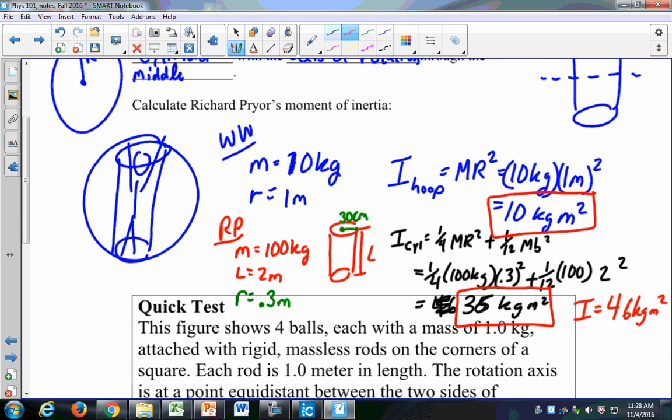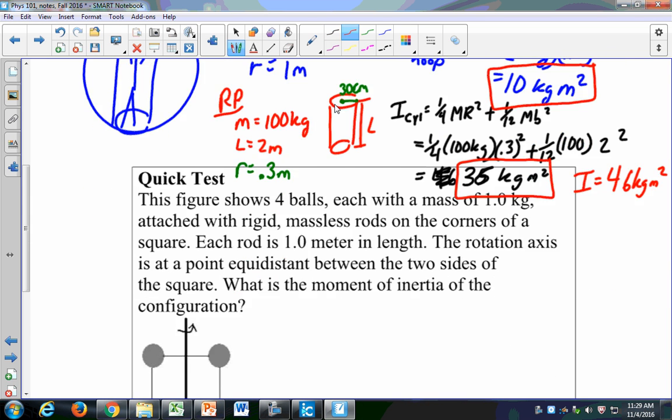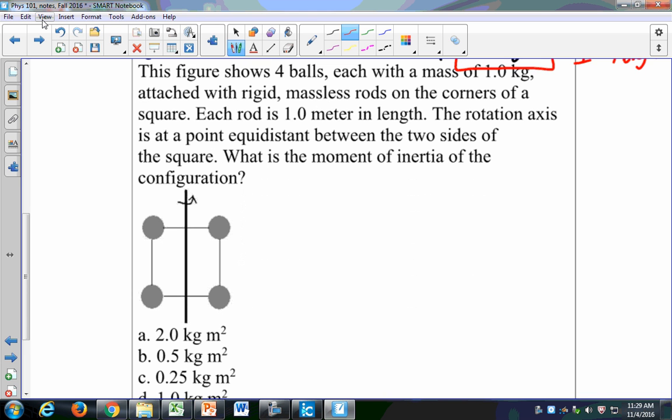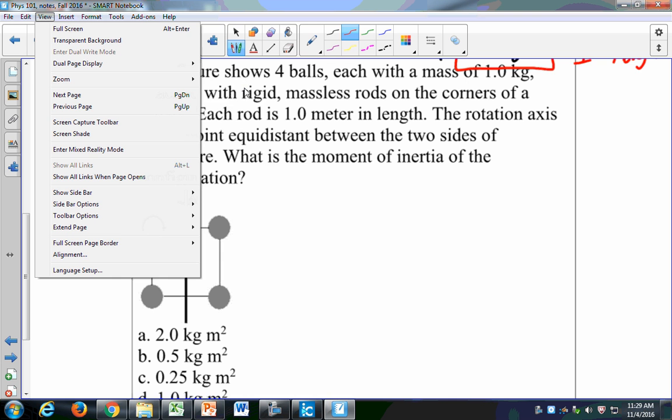All right, let's try this quick test. We'll also see some questions on the next exam, kind of like this, where you have particle masses that are rotating, and you have to figure out the moment of inertia. So let's try this one.